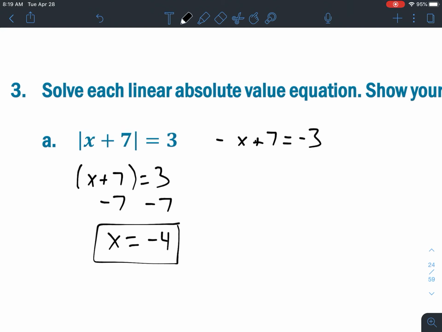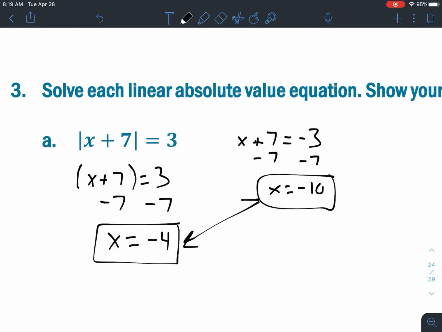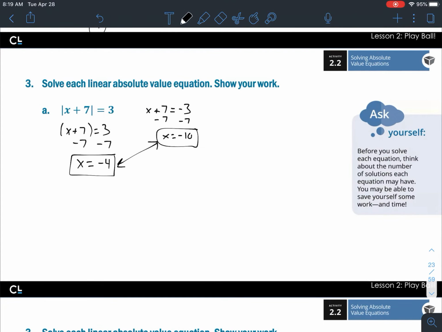Now if we do the inverse, it'd be negative x plus 7, so we minus 7 on each side, which leaves us negative x. Oops, I'm sorry, it would just be negative on the one. It would leave us with x is equal to negative 10. So both of these are our answers to this one.